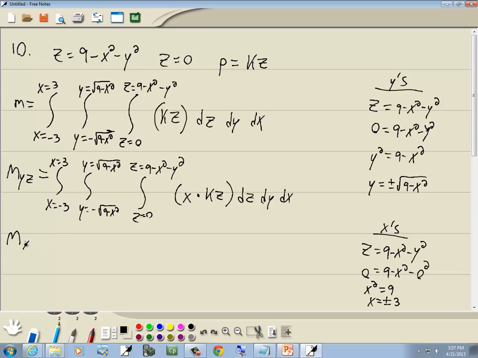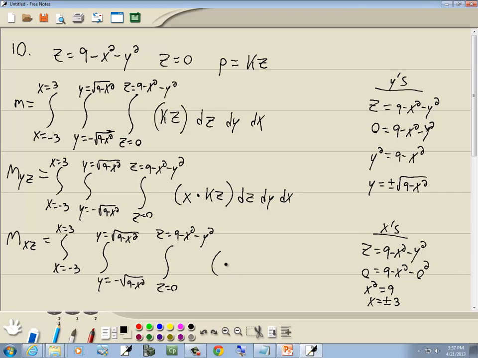Our next one is a moment about the xz plane, so m sub xz. That'll be x equals -3 to x equals 3, y equals negative square root of 9 minus x squared to y equals positive square root of 9 minus x squared, z equals 0 to z equals 9 minus x squared minus y squared. Our missing variable, since we have xz, is y, so we've got y times rho, dz, dy, dx.